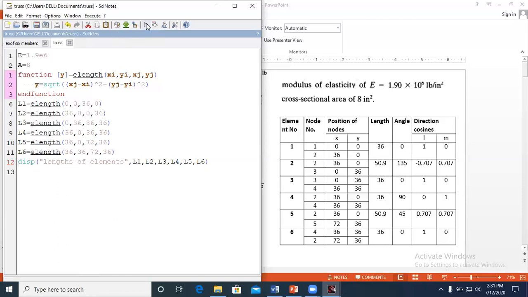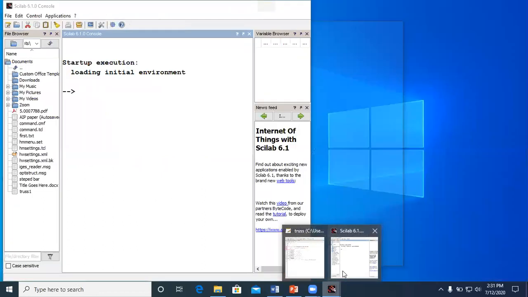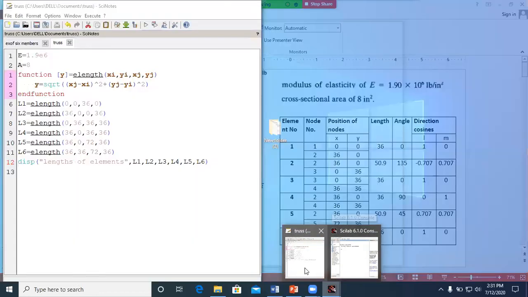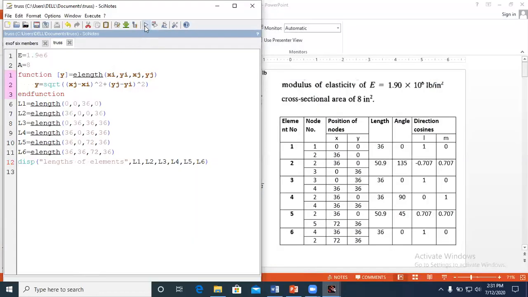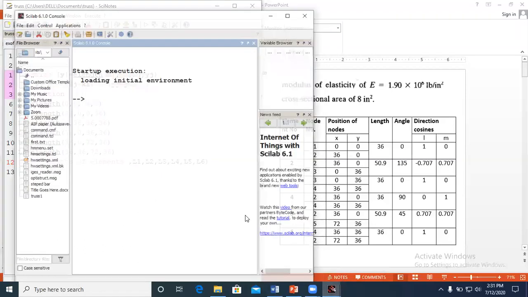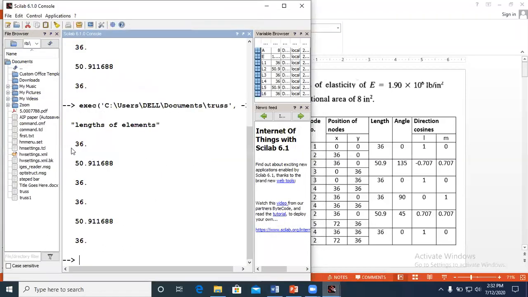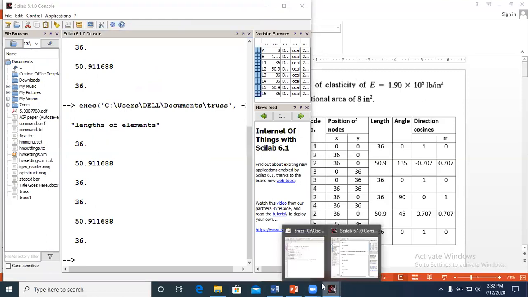Now I will run it and I will check the output. Again I will run it. You see here, first length is 36, second is 50.9, third is 36, fourth is also 36, fifth is 50, and sixth is also 36. That means our function is correct.